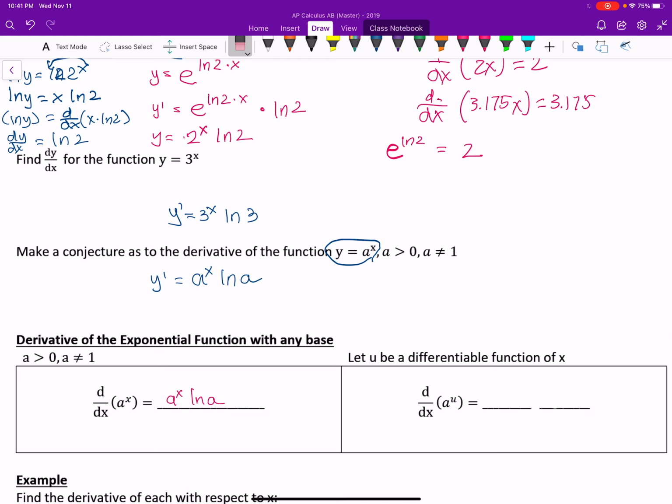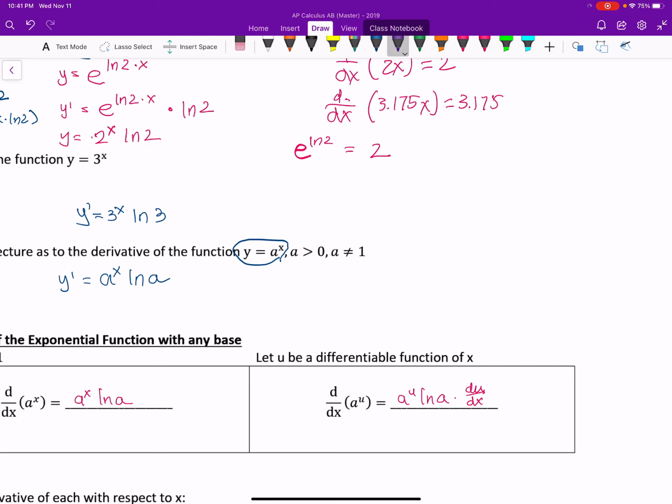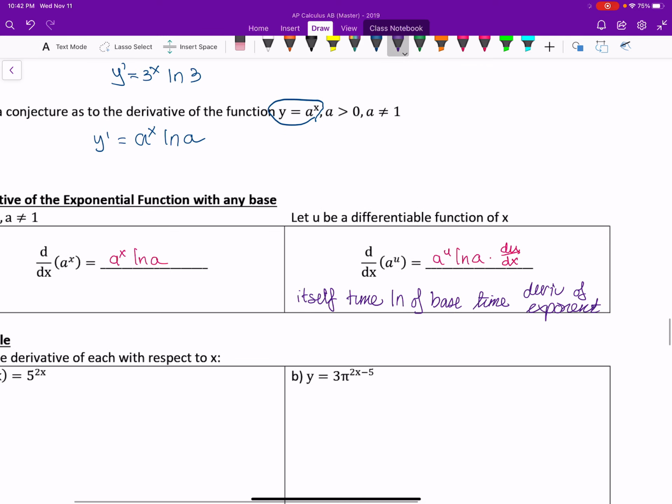And keep in mind that you do the same thing using the chain rule. I'm going to give you some advice. These tend to be easier if you think of them in words. So I would write, this is always itself times natural log of base times derivative of exponent. So it's like a little rhythm that you get into.